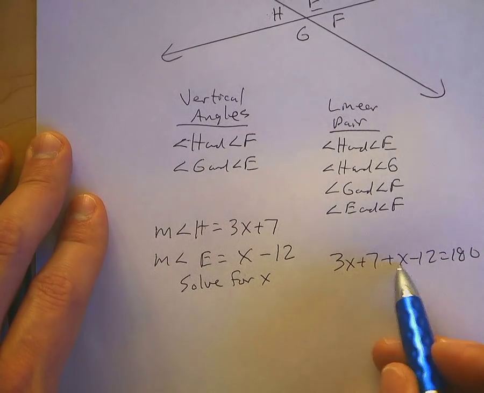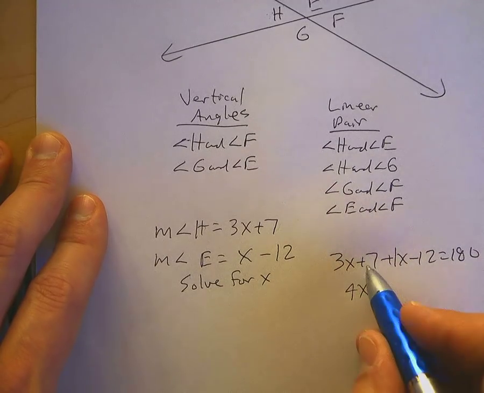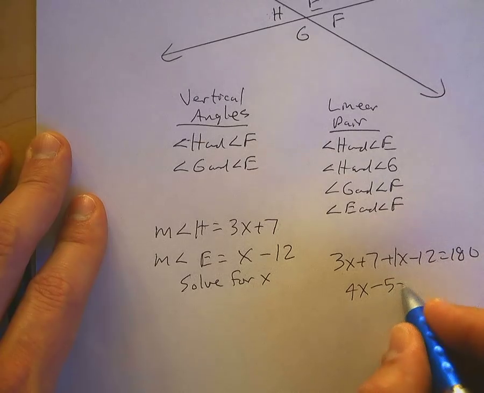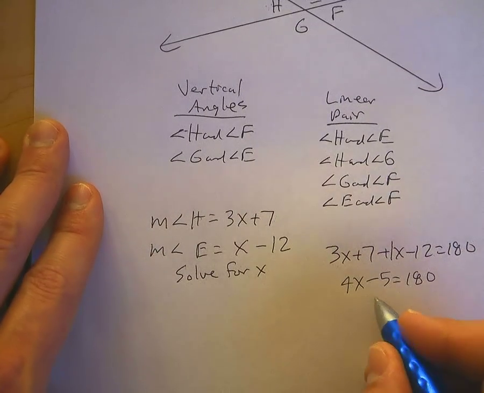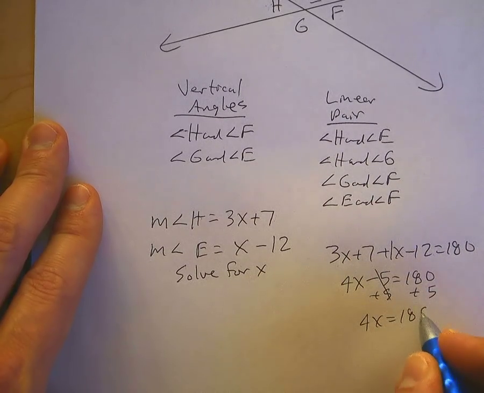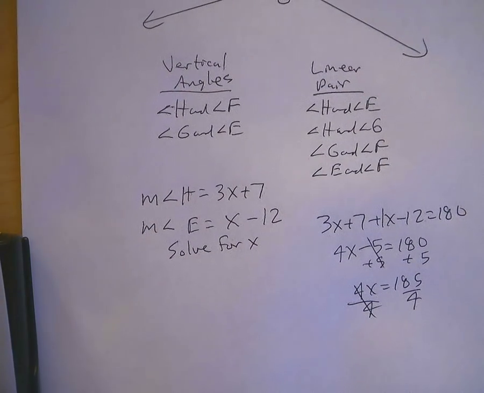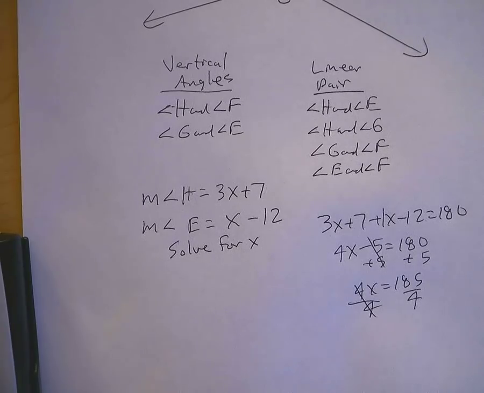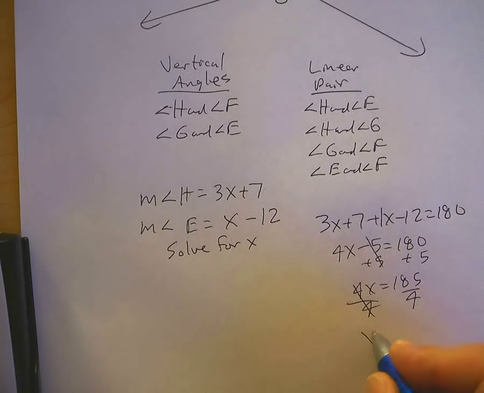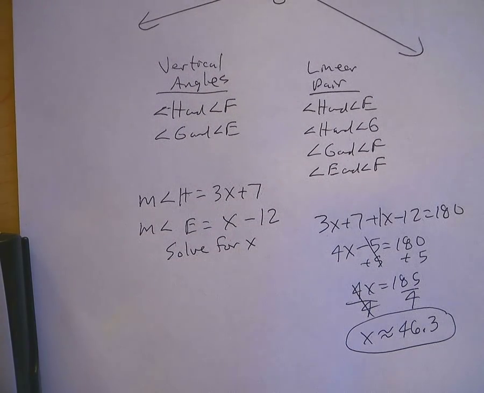When I do that, I combine like terms on the same side. This is a 1x, right? 3x plus 1x is 4x. 7 minus 12 is minus 5, equals 180. Add 5 to each side, and I'm left with 4x equals 185. Then I have to divide by 4 on each side. On my calculator, I take 185 divided by 4, and I get x is approximately equal to, nearest tenth, 46.3. That's how you solve for x. All right, this is the end of part 1. Now we're going to go on to part 2 next.